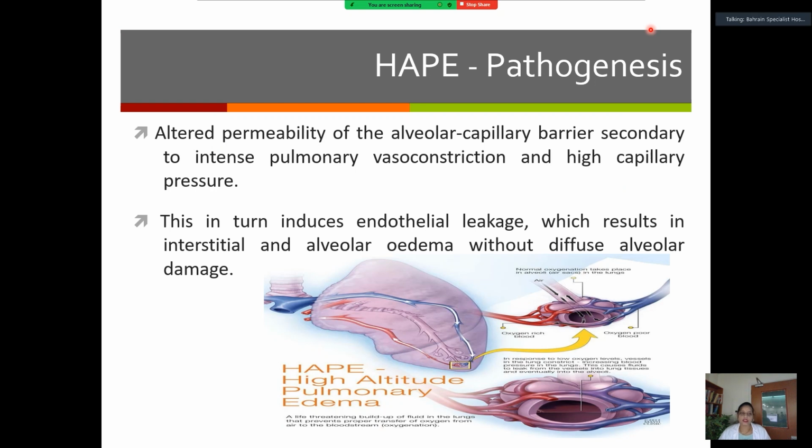High altitude pulmonary edema. In this, altered permeability of the alveolar capillary barrier secondary to intense pulmonary vasoconstriction and high capillary pressure is seen. This in turn induces endothelial leakage, which results in interstitial and alveolar edema without diffuse alveolar damage.